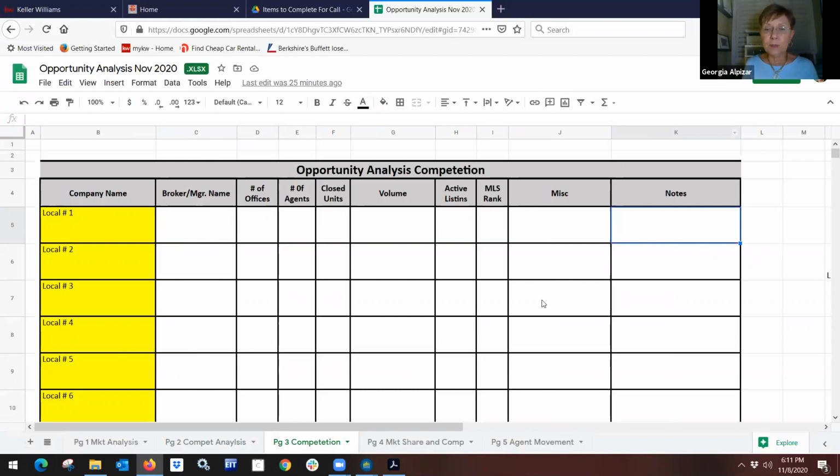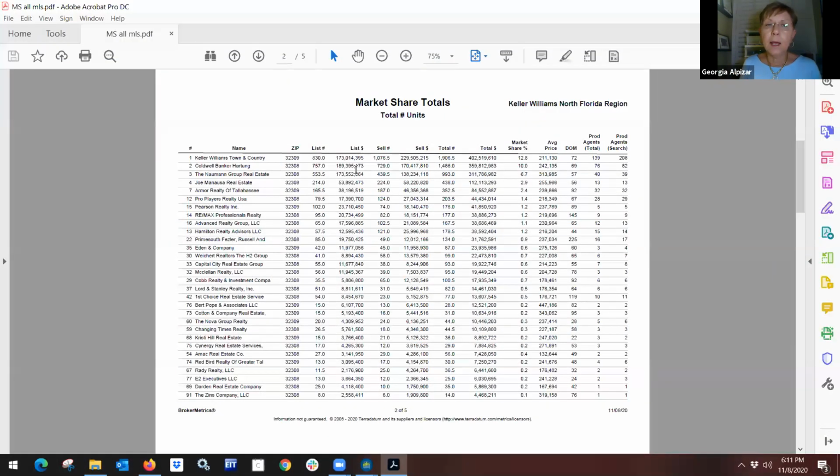The number of agents, where you get that from is a couple places. Over here, this is where you can pull all of that data. So if you were looking at Caldwell Banker just as an individual company, you can see here this is their total units. It asked for their total units. There's your information. It asked for their volume. There's the information. It asked for their market share. There's your information. Average price.